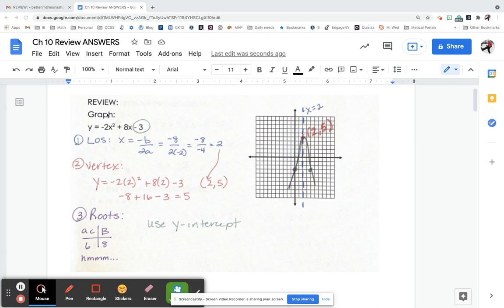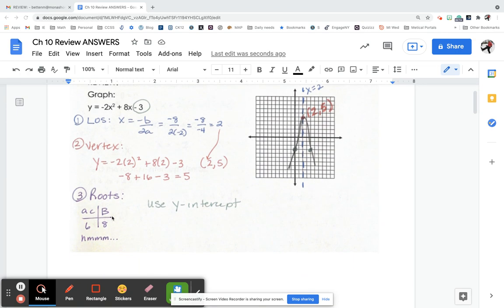Okay, when you have to graph, first you find the line of symmetry by doing x equals the opposite of b divided by 2a. I got 2, so I put a dashed line where x equaled 2. Using your line of symmetry, you need to find the vertex by taking the line of symmetry, putting it in for x, and solving. I got 5. My vertex is the point (2, 5).